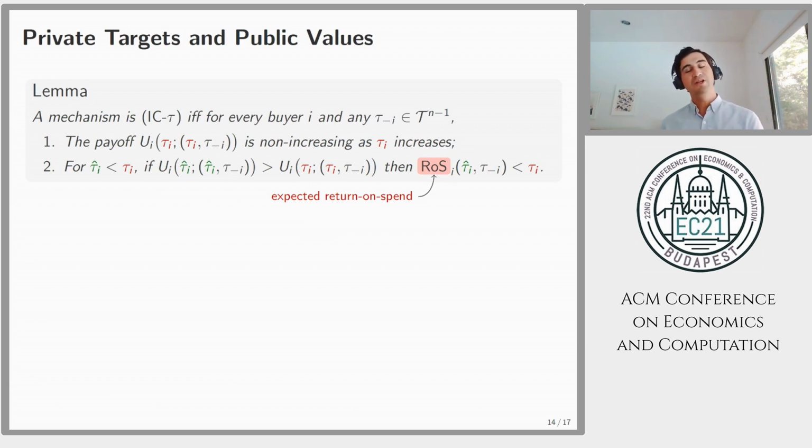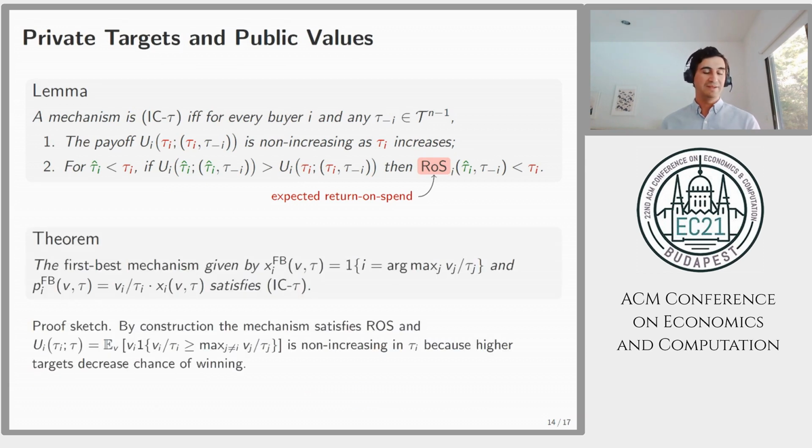The second condition is a little bit more subtle, and it says if you want to report a lower target, and this target gives you more utility, well, it should be the case that that's not feasible for you, in the sense that the expected return on spend that you get from that deviation should be below your target. These two conditions are necessary and sufficient with public values. And in this case, we can show that the first best mechanism, the one that we just mentioned a few minutes ago, actually satisfies incentive compatibility.